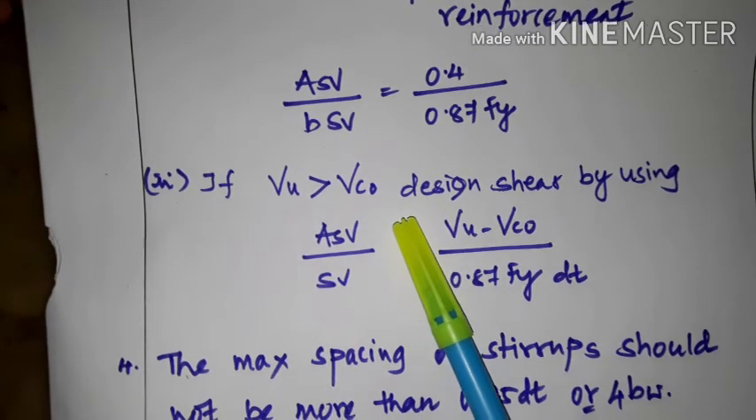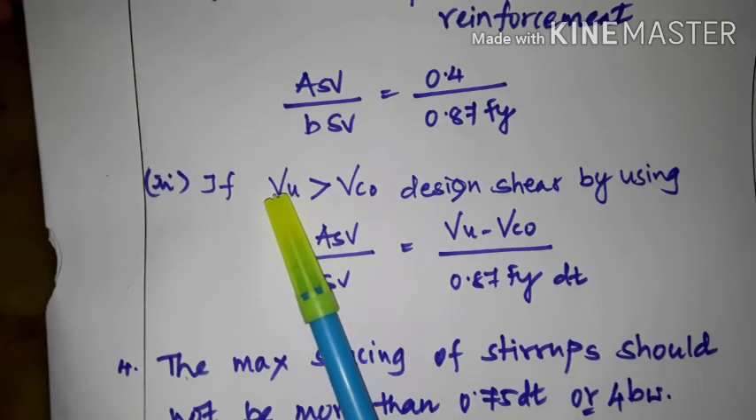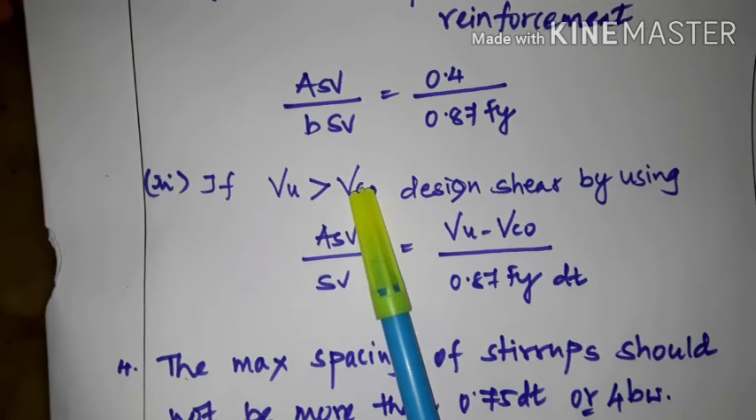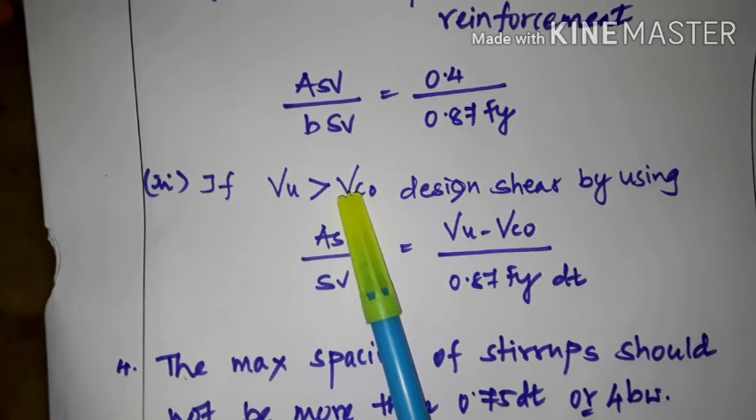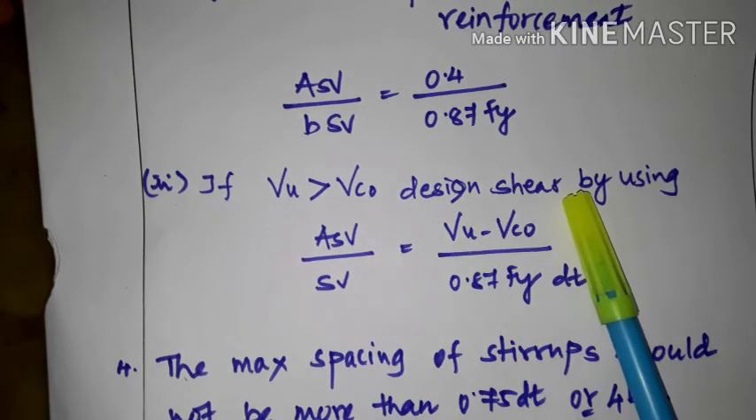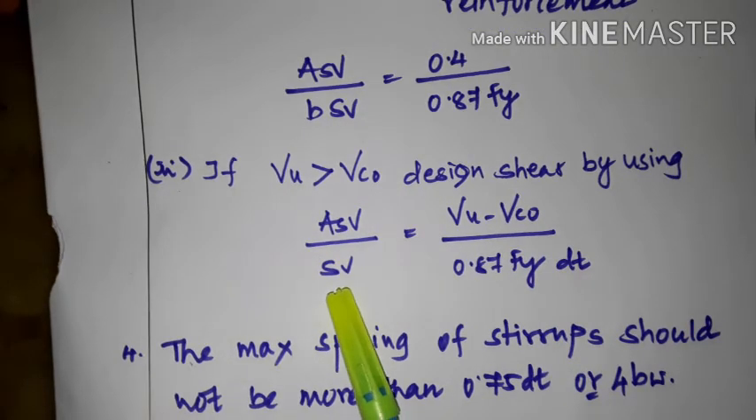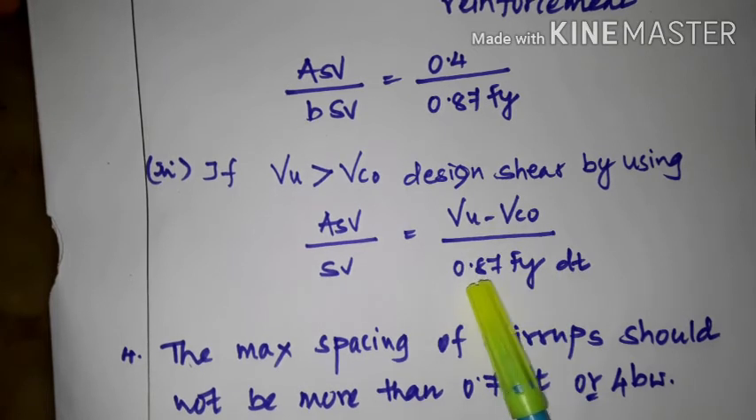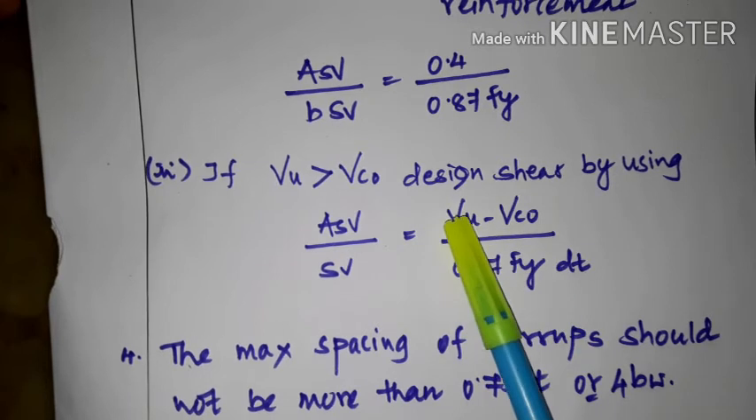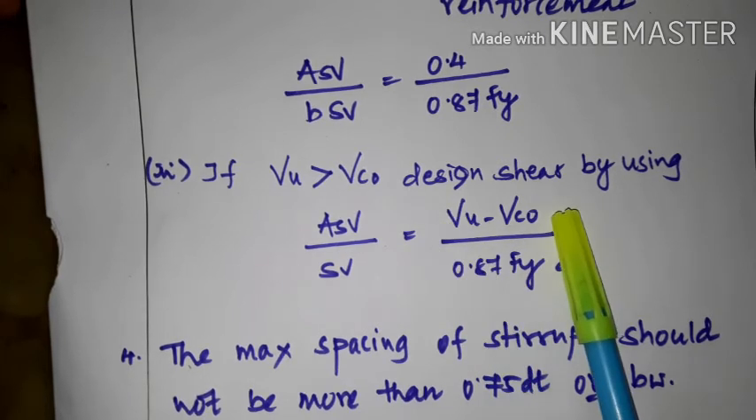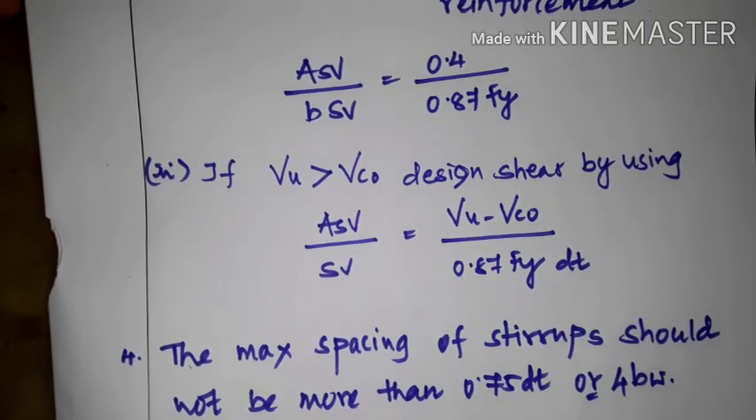Then the second condition is, if VU is more than VCO, means the shear acting on beam is more than its resistance. So we have to design for shear reinforcement by using ASV upon SV is equal to VU minus VCO upon 0.87 Fy dt. So VU minus VCO is the net shear, the shear acting on beam minus the shear resistance, and for this balance shear we have to design the shear reinforcement.